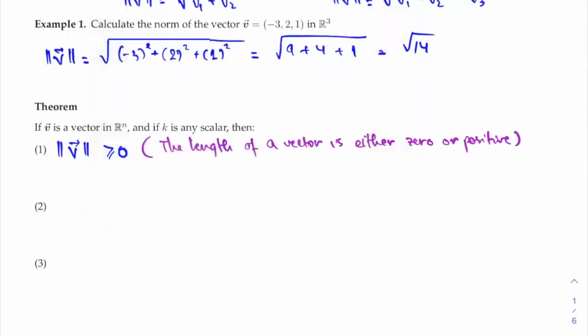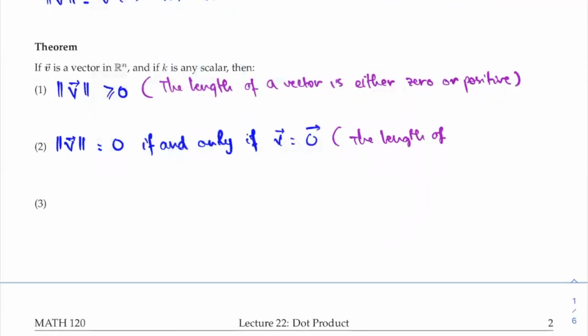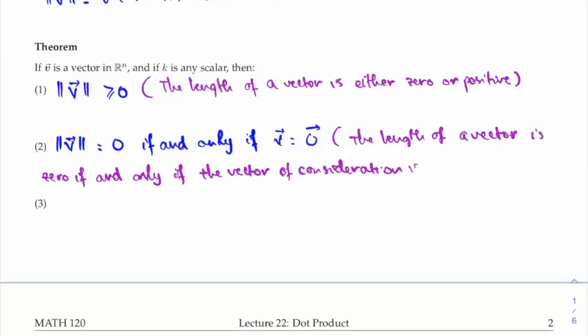The second property is that when the length is equal to 0, the only case that is going to happen is when the vector of consideration is a 0 vector. Right? So the norm or the length of the vector equal to 0 if and only if the vector itself is a 0 vector. So the length of a vector is 0 if and only if the vector of consideration is the 0 vector. All right, so that's the second property.